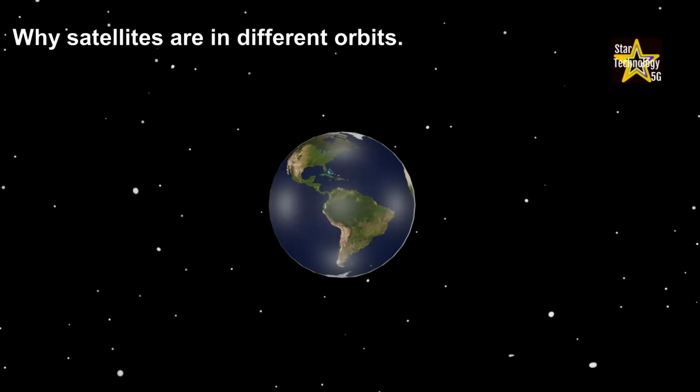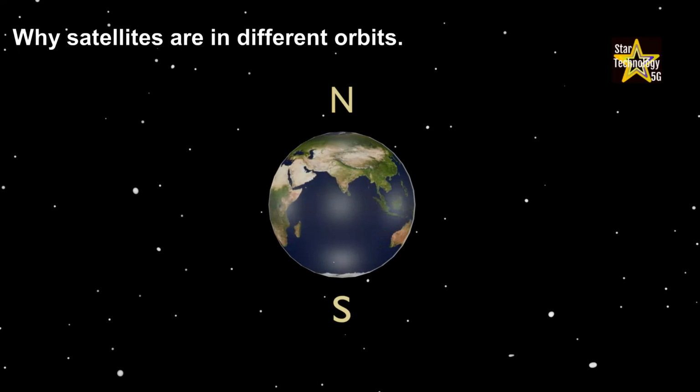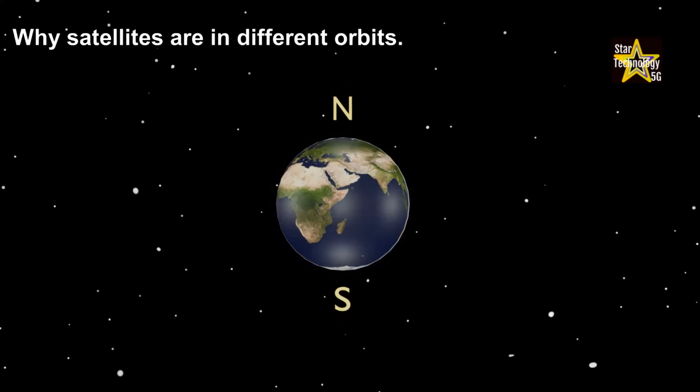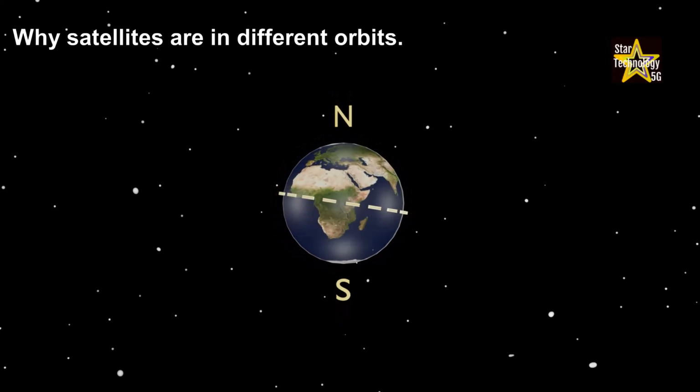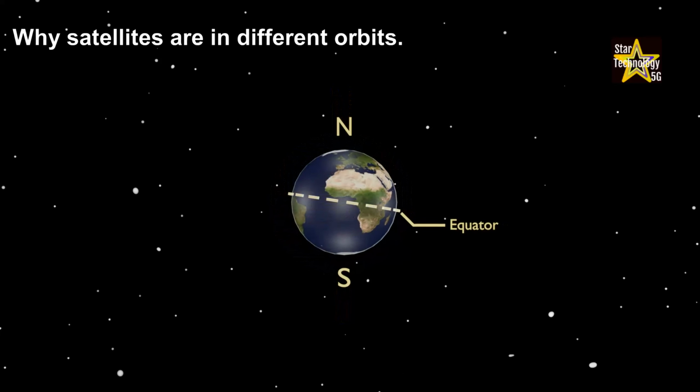Why are satellites in different orbits? Earth's magnetic field is divided into 2 sets of poles. The upper part is called the North Pole, and the lower part is called the South Pole. What is the equator? The equator is an invisible circle that lies halfway between the North and South Poles, crossing horizontally around the middle of the Earth at 0 degrees latitude.